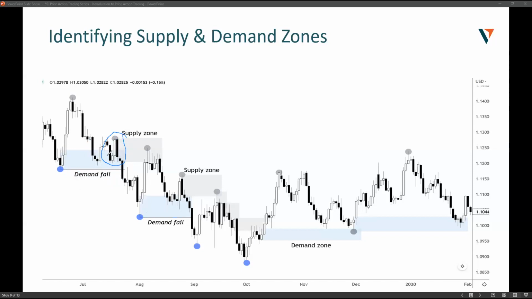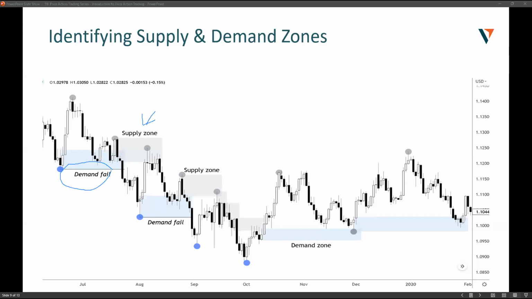So in this case, this is demand. We are seeing consolidation around the area before it fails. So when demand fails, it creates supply. You can see how there's this exchange of hands between buyers and sellers. So this is demand, right? Price coming into this zone, consolidating before it fails. And once it fails, it creates our supply region.